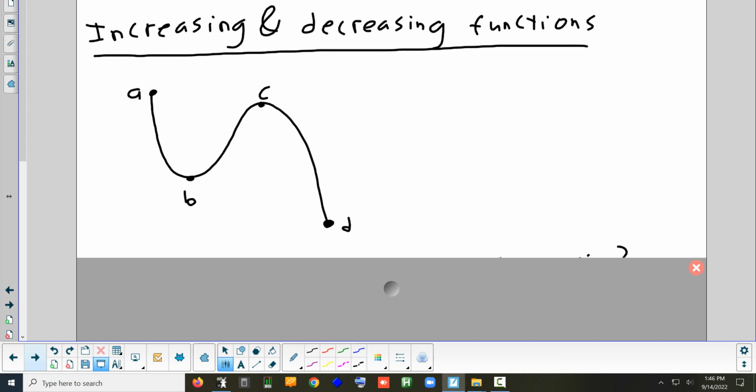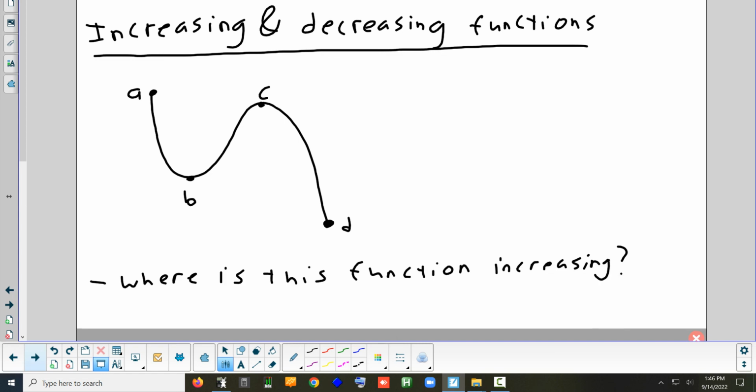Okay, so if you look at this one, where is that function going up? Like, where is it increasing? From where to where? Yep. From A to B, it's decreasing. Oh, B to C. So when you read the graph, you always read it to the right. So B to C, definitely increasing.